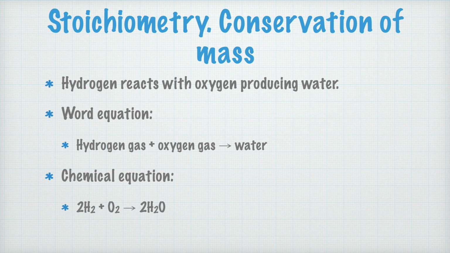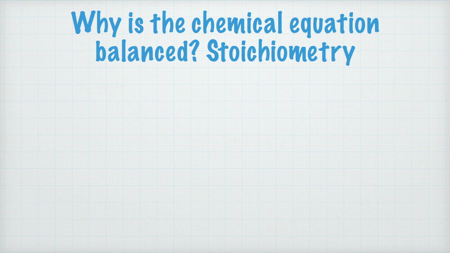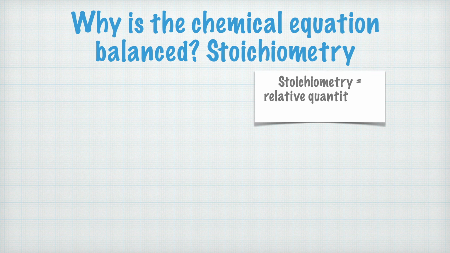Take this to your notes too. Why is the chemical equation balanced? Stoichiometry. And take this down too: stoichiometry is all about relative quantities in chemical reactions. I'll explain what I mean by that in a short while. But now let's see some animations, so just follow along and see what happens when hydrogen reacts with oxygen.